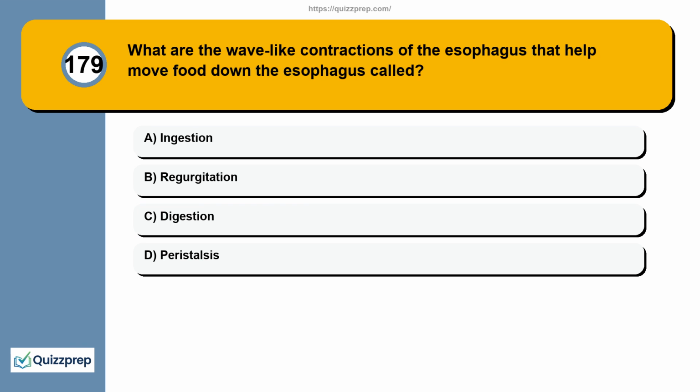Question 179. What are the wave-like contractions of the esophagus that help move food down the esophagus called? Option A. Ingestion. Option B. Regurgitation.